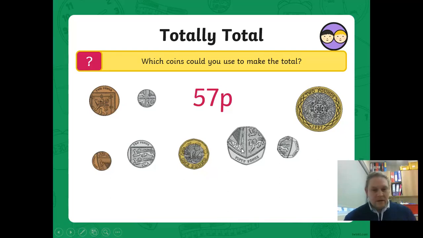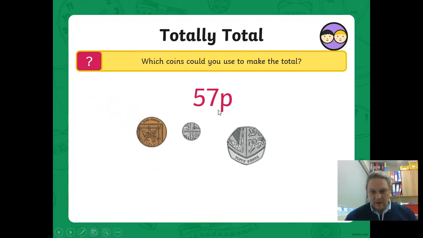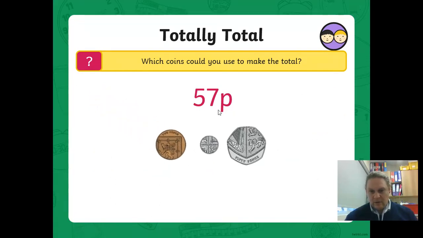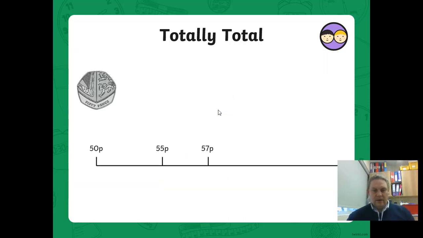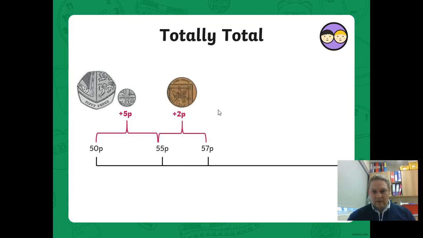So we can use our 50p, and then we've got our 5p that we can add to that, to get up to 55. And then we just need 2p to get to 57. So there are our coins that we would use. Let's have a look at that on the number line. We've got 50p. Then we added to that a 5p to get up to 55. And then we just needed another 2p to get up to 57.